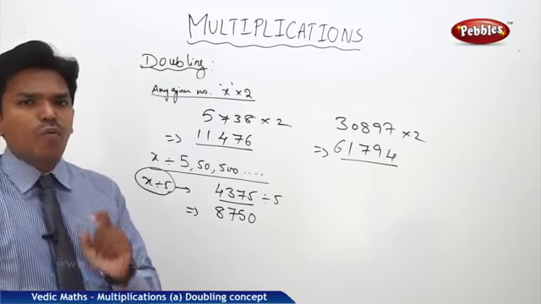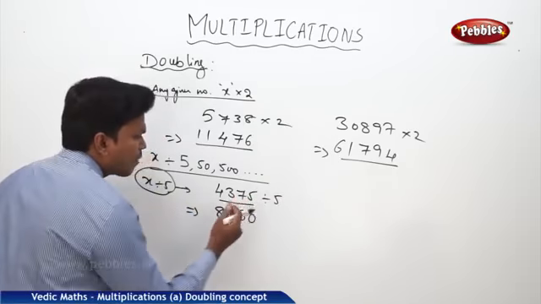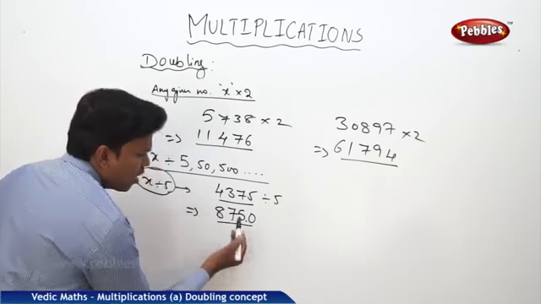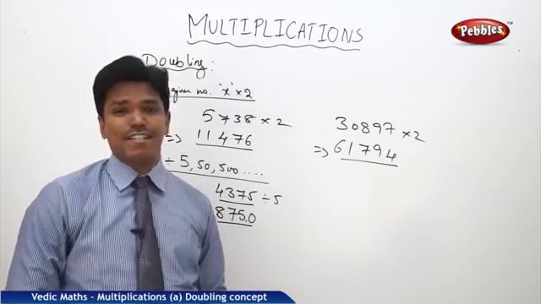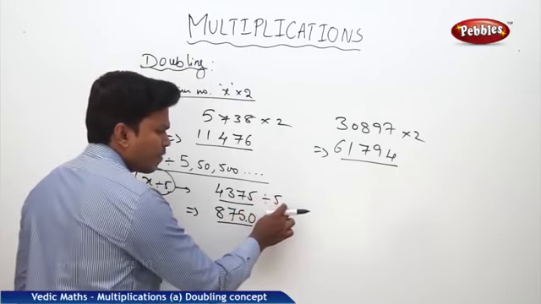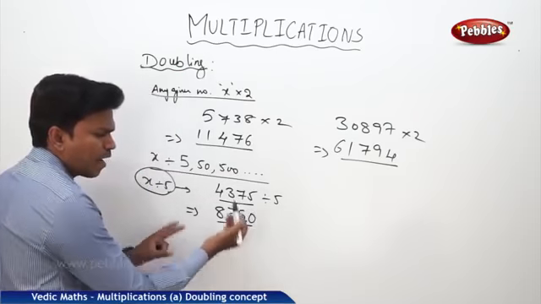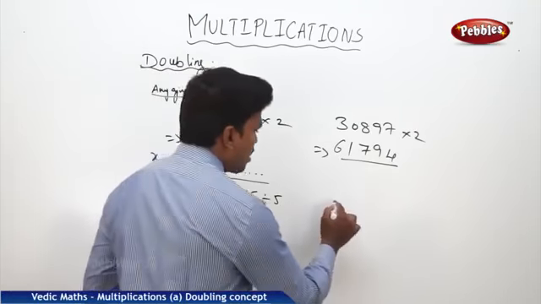After doubling, what you need to do, simply put a decimal point after one digit from right. Now this will be your answer. So how easy it is? So what I did, if you want to divide any number by 5, simply double the number and put a decimal point after one digit from right. That will be your answer. One more example.